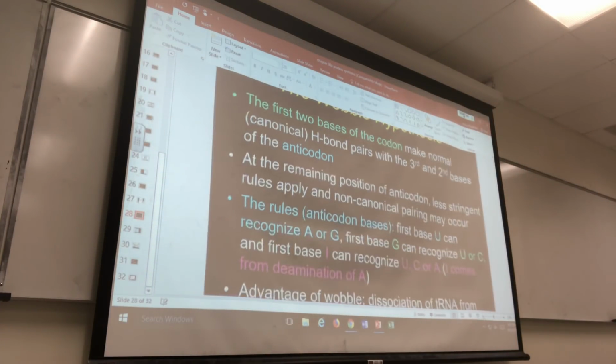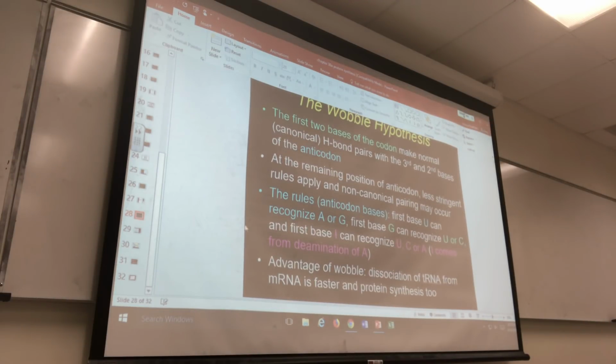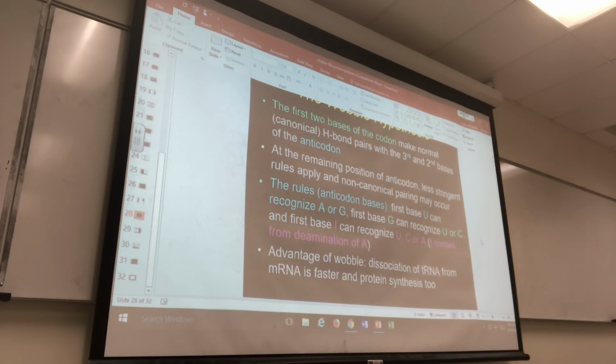Okay, so let me make sure I didn't miss anything yet with the Wobble. Oh yeah, this is a pretty important fact here. Why even have Wobble base pairing? Why not just stick with canonical base pairing? The advantage of having Wobble base pairing is you don't need exactly perfect association between the codon and anticodon.